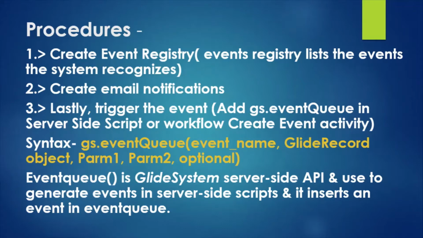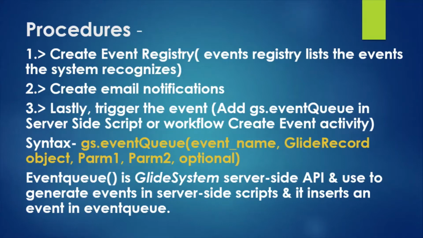Now I just want to let you know what gs.eventQueue is. gs.eventQueue is a system server side API. It is one of the APIs of GlideSystem, and we use gs.eventQueue to generate events in server side script. So whenever we have to generate an event, we use gs.eventQueue in a server side script. What it does is insert an event into the event queue.